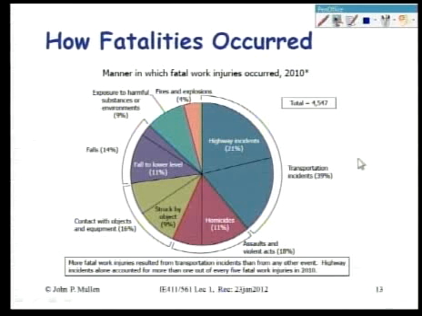Transportation. Look at that. However you cut it, that's about a third is in transportation. A little less than a quarter, 21%, is in highway incidents. But altogether, actually, it's more than a third, 39%. What is transportation?